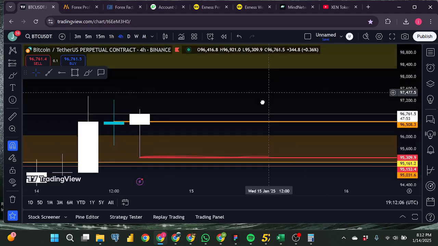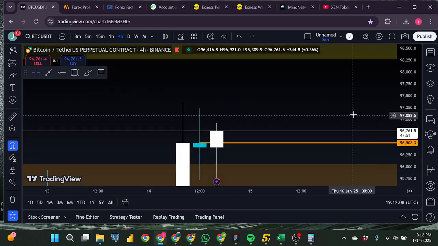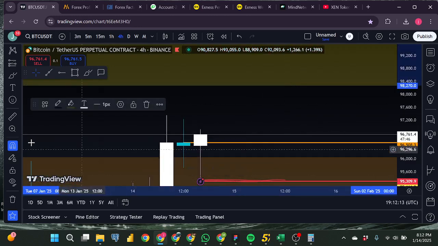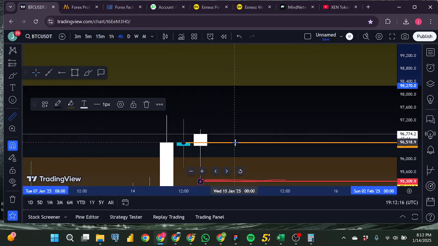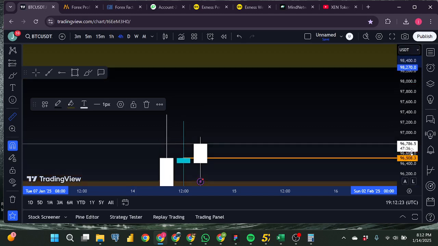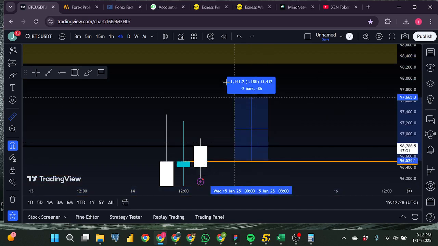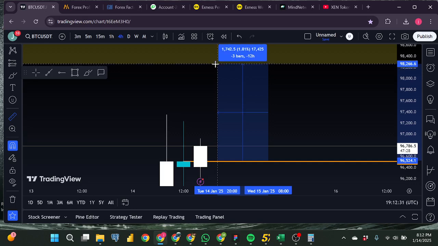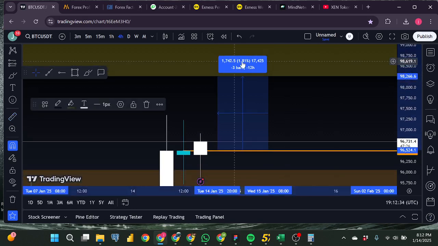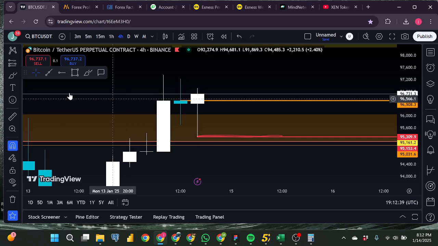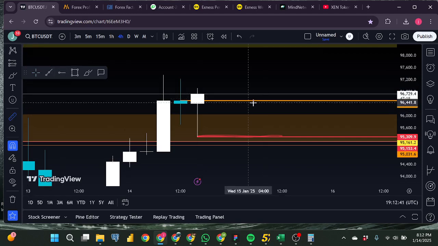We are hoping that it will go up, because the setup looks like something that will go to 98,000, which is around this point. So we are saying that, okay, activate our order at 96,508, and we are projecting that this move will go to 98,000, which is about a 1% move.